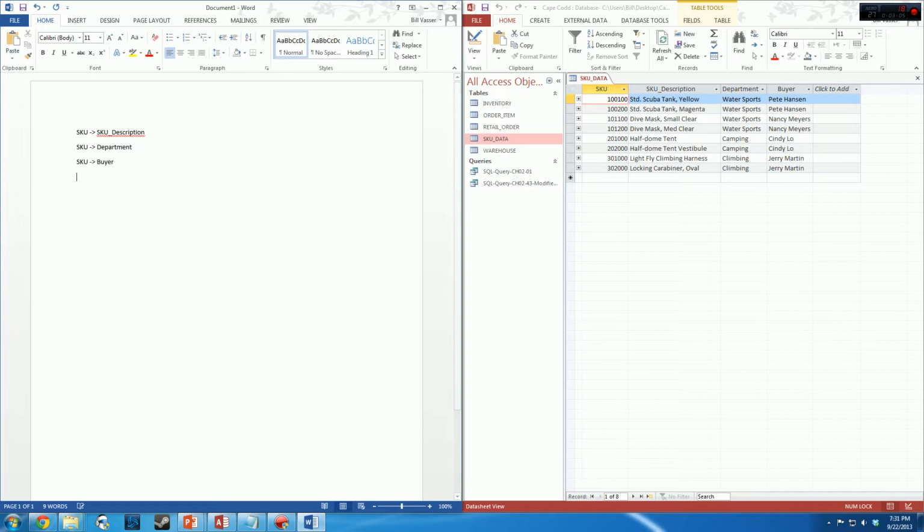And again, this can be expressed in shorthand, SKU determines description, and department, and buyer. This is the same thing as this. It's just shorter. Now, that being said, I'm going to give you another example that we were playing around with earlier, and that is the quantity times price equals extended price formula. That does not mean this.